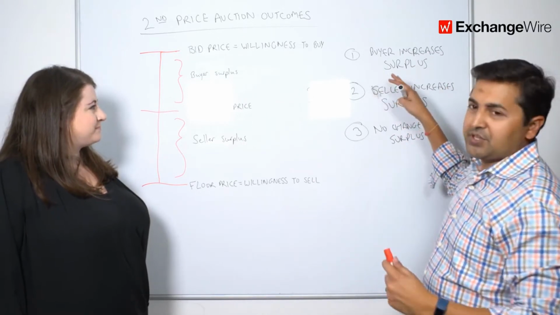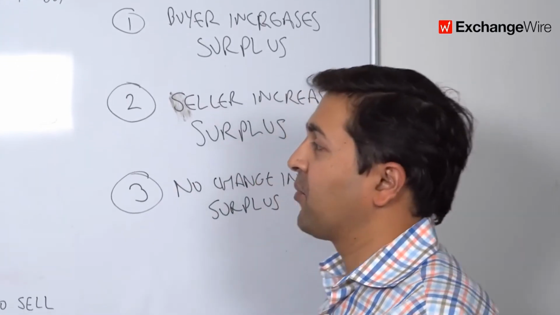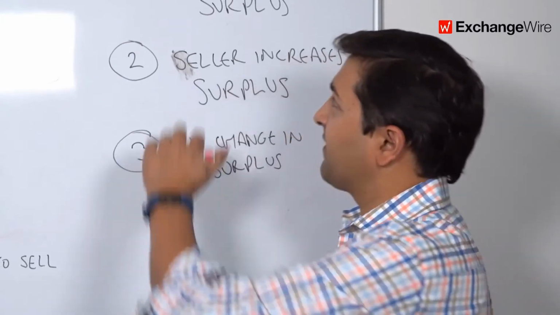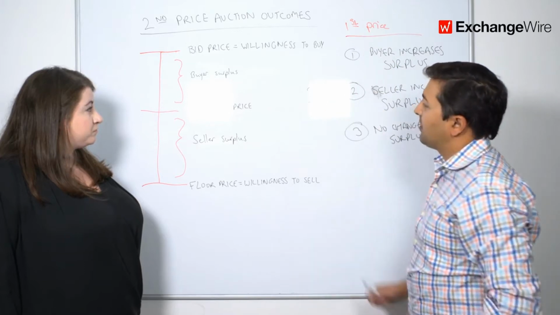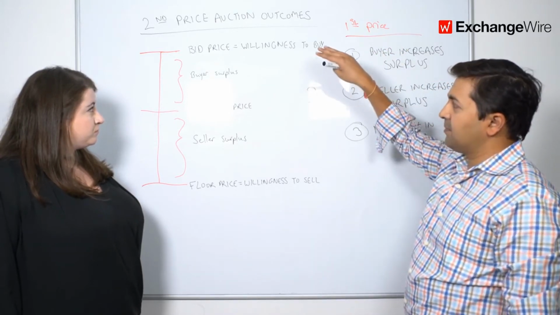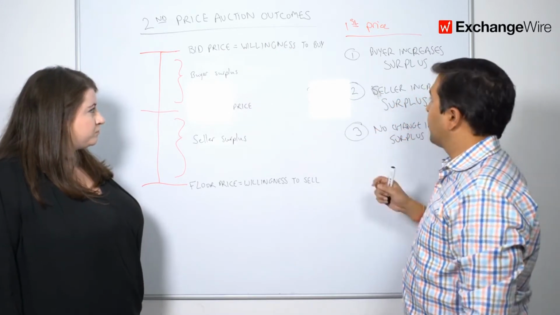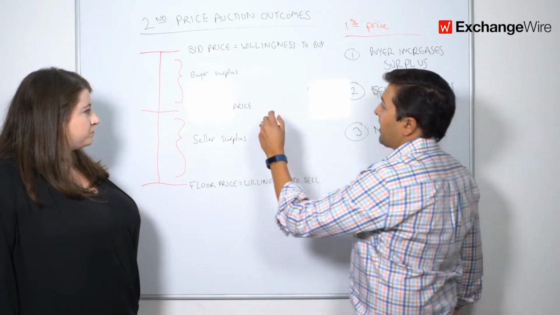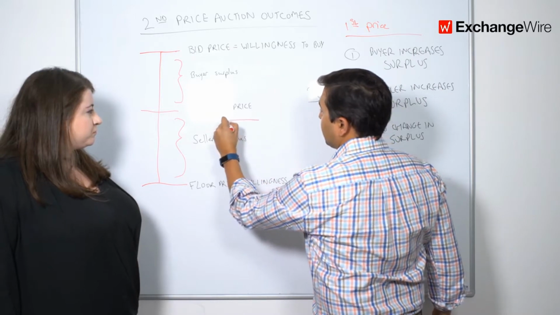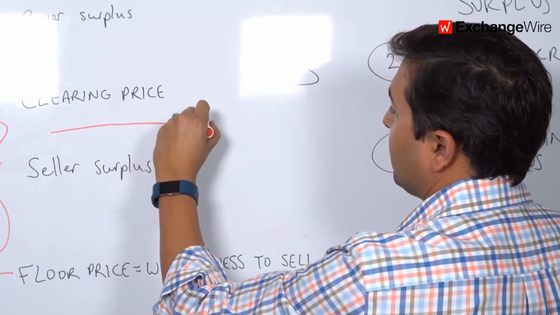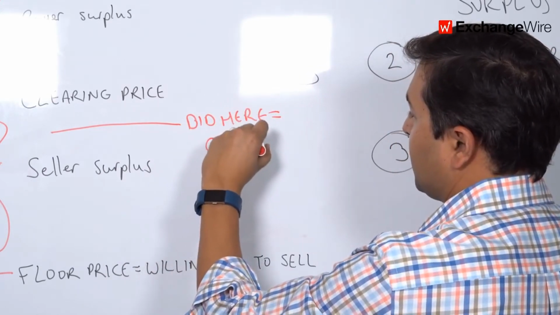So let's walk through each of these. If you think about the buyer increasing their surplus, remembering that we're talking about first price auctions here, the clearing price is the bid price. So if we think about the buyer increasing their surplus, imagine that the buyer is able to bid here. So they bid here, and that equals the clearing price, as we talked about.